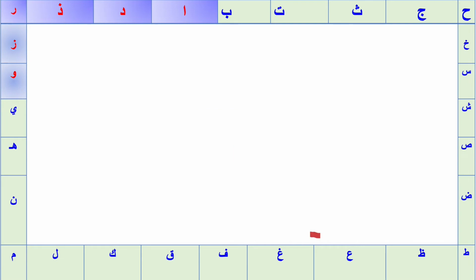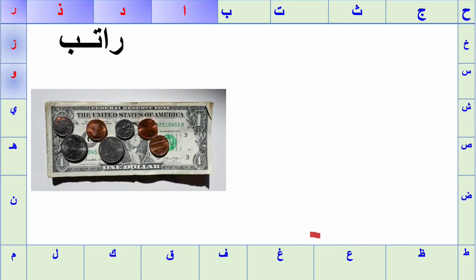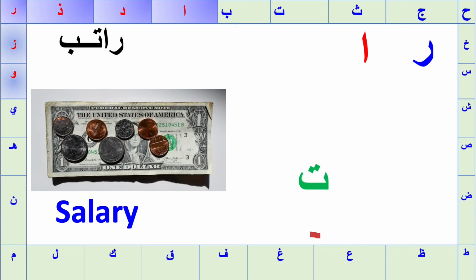Here is an example where the ta is in the middle of the word. The example that we have is the word ratib, which is the word for salary in English, or an income that you receive monthly or weekly, salary or ratib. The component letters of this word are al-ra, al-alif, al-ta, al-ba. Ratib. These are the individual letters without any connection.